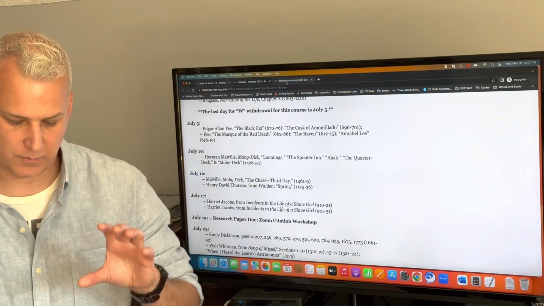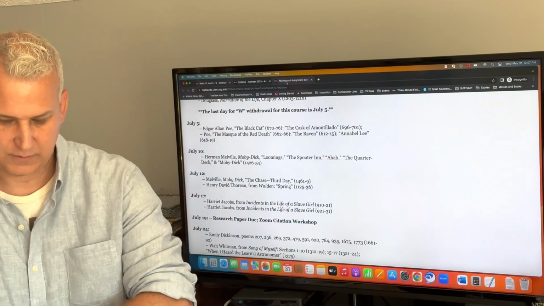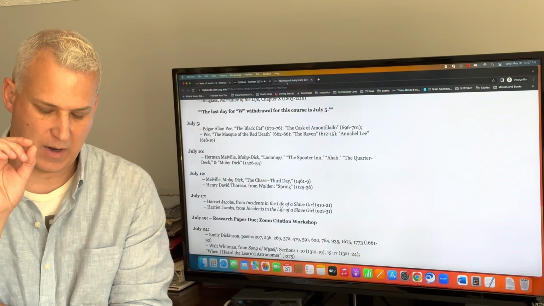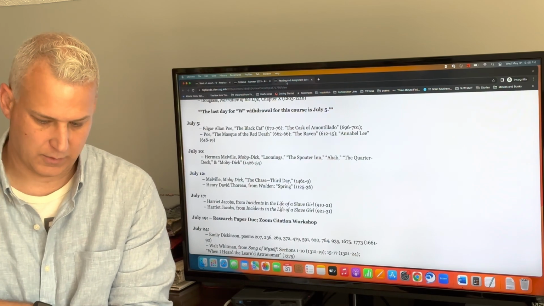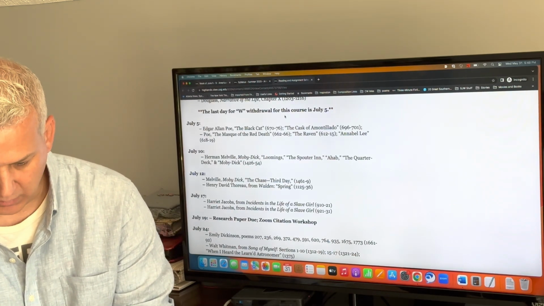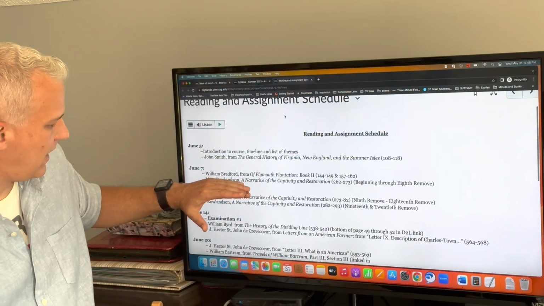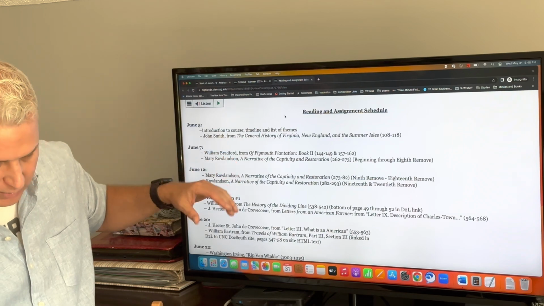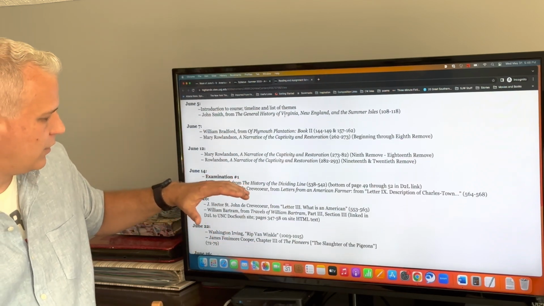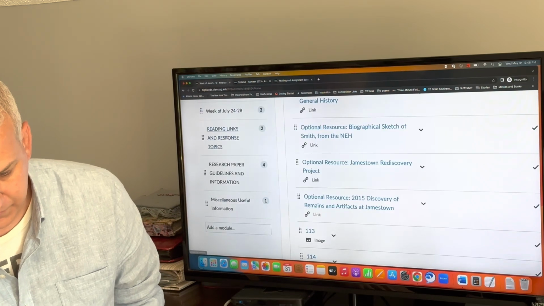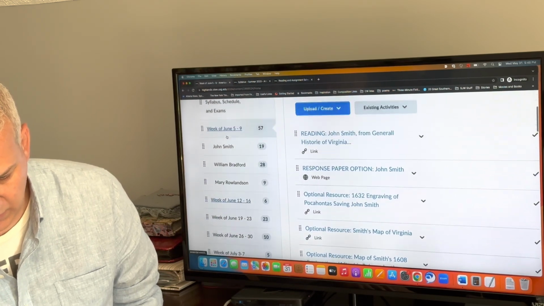are the response topics. The way that this course is set up, there is a response topic for every author that we are going to read. And what I mean by that is there is a John Smith response topic. There is a William Bradford response topic. There's a Mary Rowlandson response topic. There's a William Byrd response topic. Those topics are visible to you within the weekly modules.